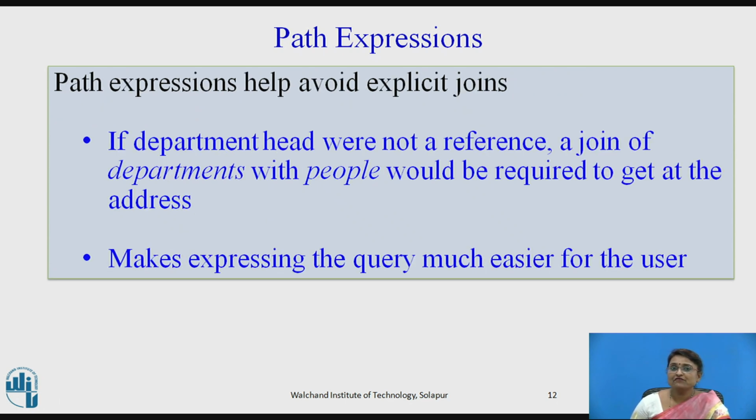Now if department head were not a reference, then what can we do? A join of department with people would be required. When we want the address and all that, if we do not have this path expression, then we can do the explicit join also. But whenever we use path expression, it makes things easier and expresses more easily for the user. Directly we can get the value from that particular path expression.